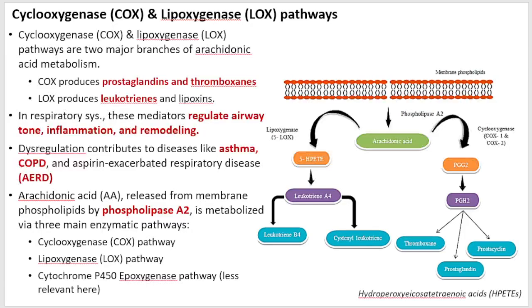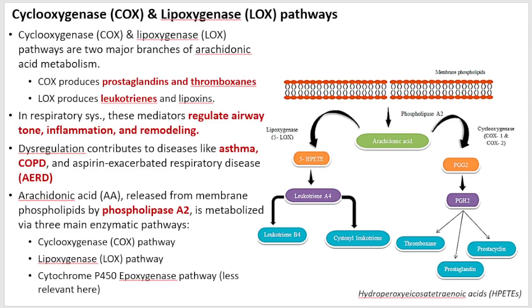Another important topic is the cyclooxygenase and lipoxygenase pathways. Let's dive into two critical branches of arachidonic acid metabolism, cyclooxygenase or COX and lipoxygenase or LOX pathways, released from membrane phospholipids by phospholipase A2. Arachidonic acid is converted into potent mediators. The COX pathway, including COX-1 and COX-2, produces prostaglandins and thromboxanes, which regulate inflammation, pain, fever, platelet aggregation, and airway tone, while the LOX pathway generates leukotrienes and lipoxins.